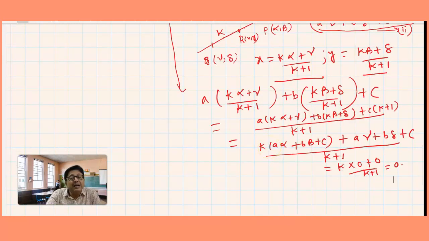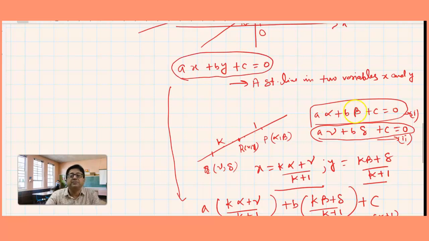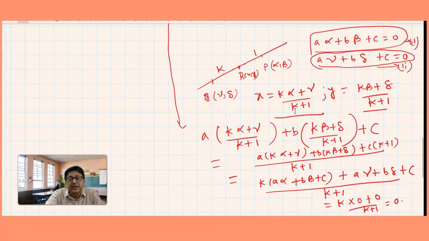Another thing we should remember is that this equation, ax plus by plus c equal to 0, always represents a straight line. Any first degree equation in 2 variables, maybe in 1 variable also, will represent a straight line.